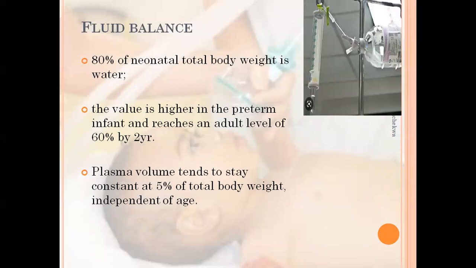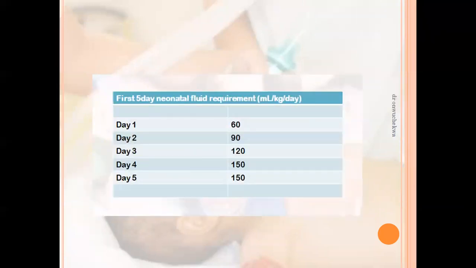So for the fluid balance, we know that 80% of neonatal total body weight is water. The value is higher in preterm infants and reaches an adult level of about 60% by 2 years of age. The plasma volume tends to stay constant at 5% of total body weight, independent of age. This chart here shows the day 1 to 5 neonatal fluid requirements in mils per kg. For day one, neonates should get about 60 mils per kg per day, while up to the 5th day of life, about 150 mils per kg per day.